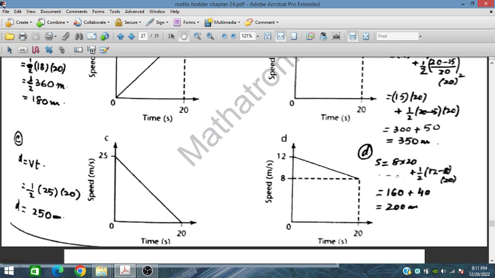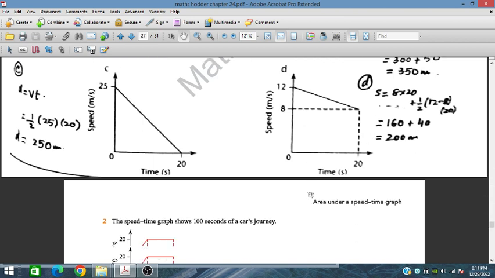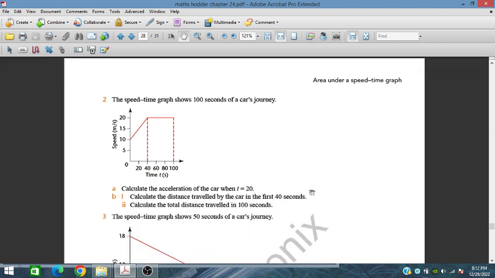Similarly for part D, the initial speed was 8, so this is u, this is t, plus half at square, and the acceleration is 12 minus 8 divided by 20, and then 20 square. So dividing by 20, the 20 square will cancel one of them, and it will reach this value. After that it gives 160 for this and 40 for this, so the total is 200 meters. So this is all for question number one.